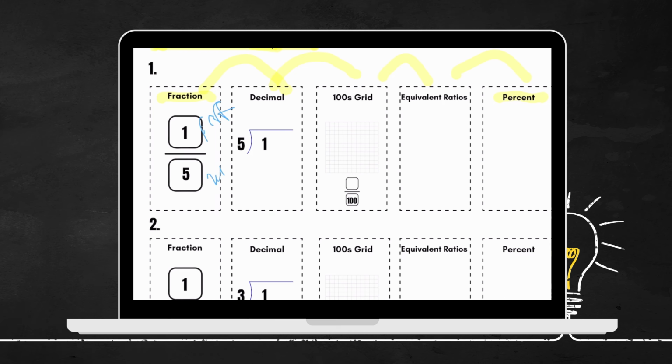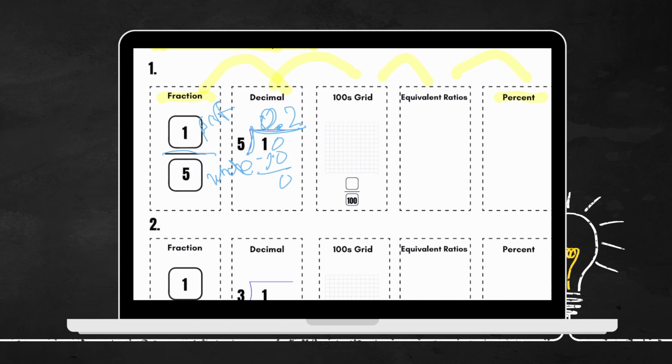1 out of 5 is the whole amount, and 1 divided by 5 is what the fraction is. So the 1 goes on the inside of the division symbol. 1 divided by 5 is our divisor. And so then we say 5, can 5 go into 1? No, it cannot. So we add our decimal point and drop in a 0. 5 goes into 10 2 times. So 2 times 5 gives me 10, and it goes in exactly.